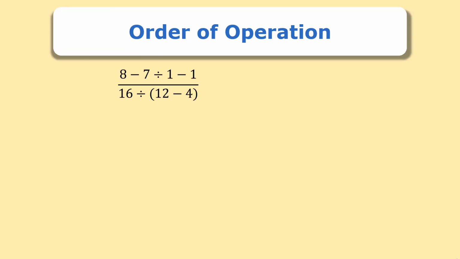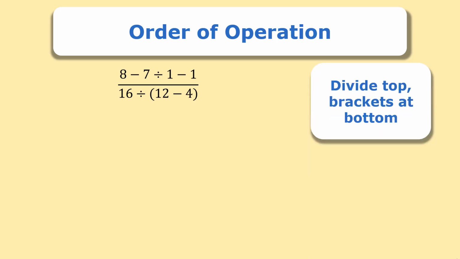Here we've got a fraction, so we first have to calculate the numerator and the denominator separately before we divide. Now if you look at the top, or the numerator, there's first division that needs to take place. So let's divide. 8 minus, and 7 divided by 1 is 7, and then we subtract 1. In the denominator we can do the brackets first. 12 minus 4 is 8, and then 16 divided by 8.